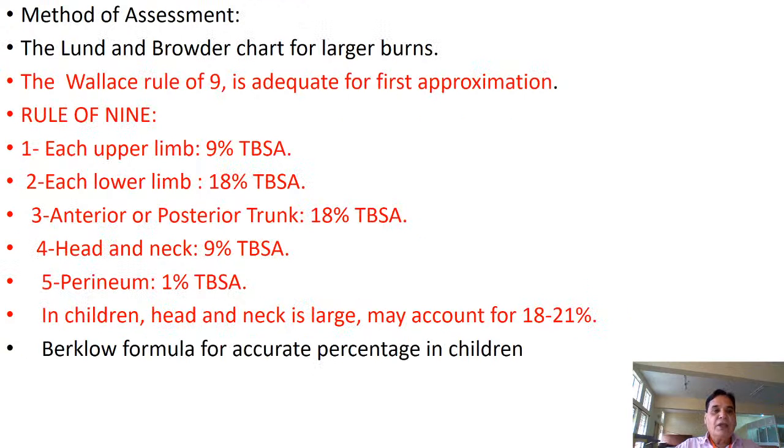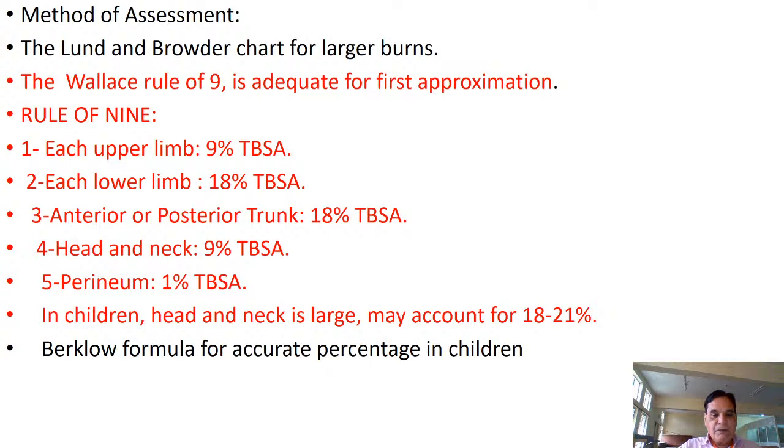Okay. So how do you assess? There are certain rules of assessment of a burn patient. There are a number of charts available, like the Lund and Browder chart for larger burns and the Berkow formula for percentage in children, because in children it differs slightly. But for all practical purposes, what we follow is called the Wallace rule of 9, and this is sufficient for all practical management of a patient.